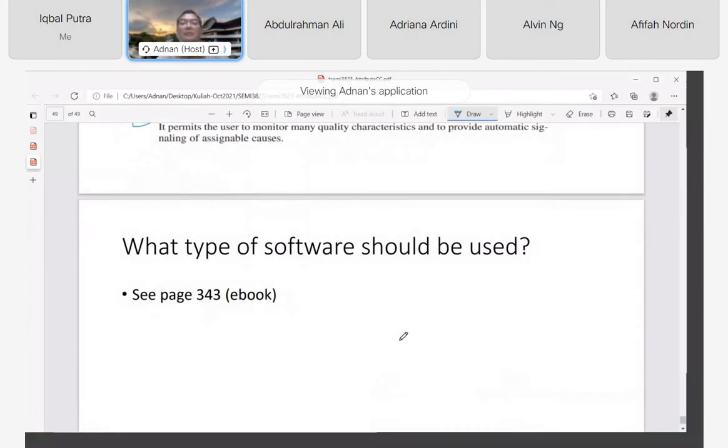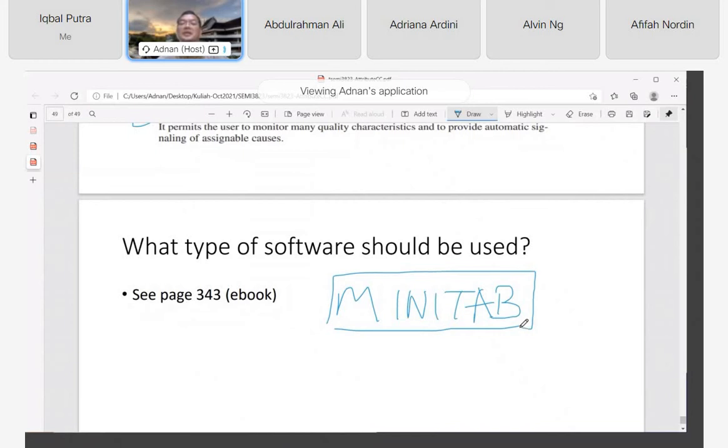So what software? There are many. These are common. Minitab is quite common. Even your textbook gives example solutions generated by Minitab. You can search Minitab on YouTube to see the functions and features of Minitab.